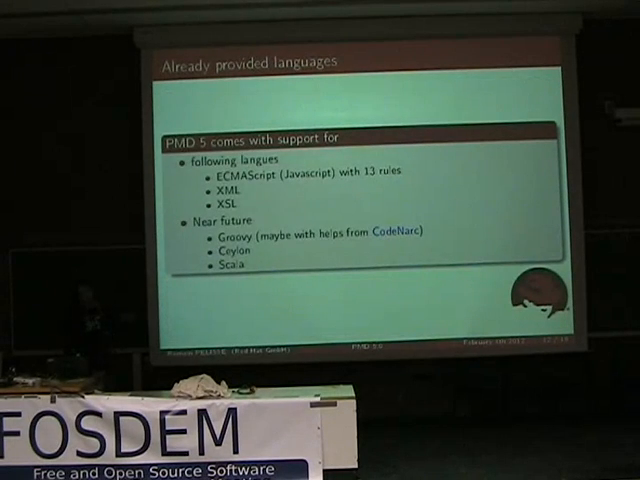What else? Yeah, okay, so as I already said quickly, PMD 5 is coming with support for ECMAScript, which is a smart name for JavaScript. So if you have this messy piece of JavaScript code, you can use PMD to parse it. Right now, we have 13 rules, so not that much. But hopefully, because PMD is released, you're going to write rules and give us the feedback, and we're going to have a large set of rules very quickly.